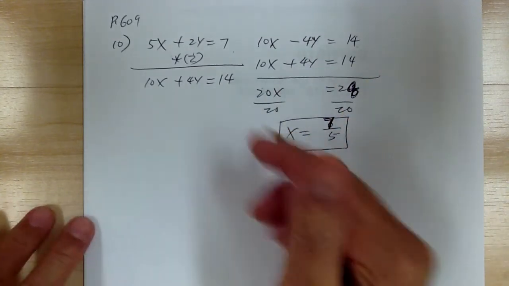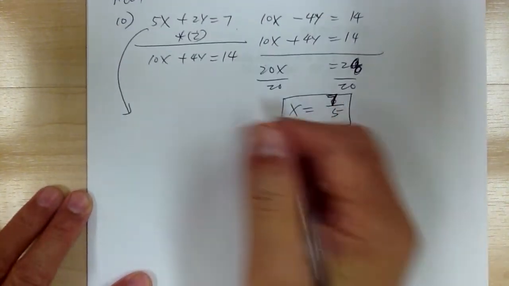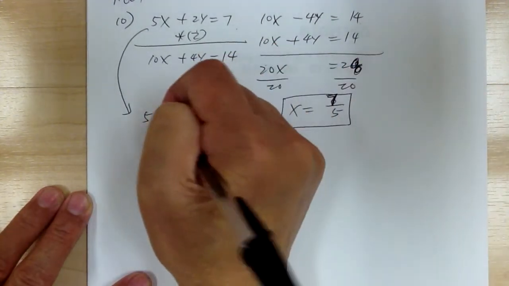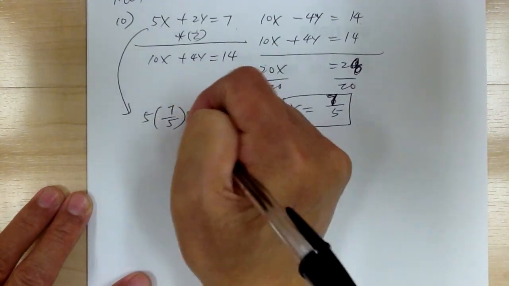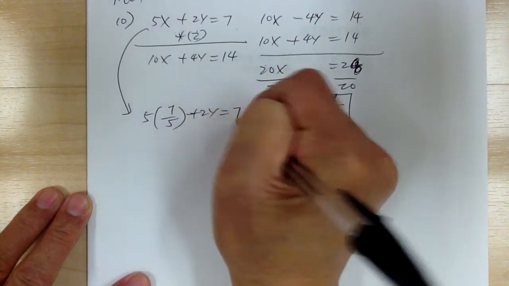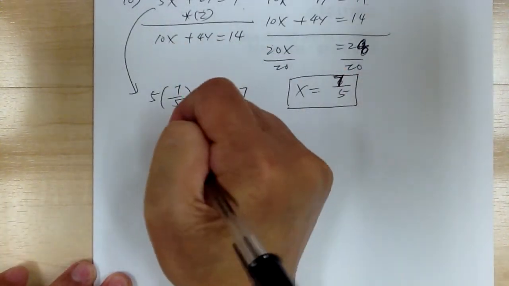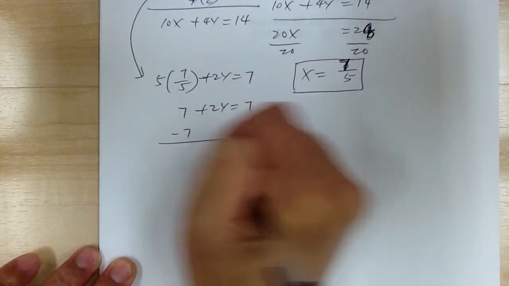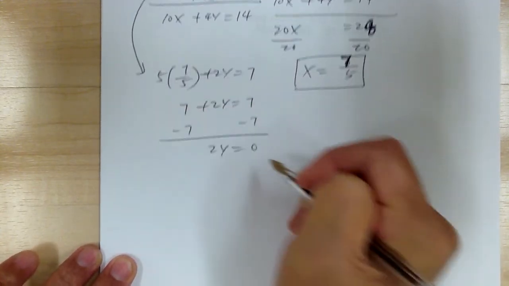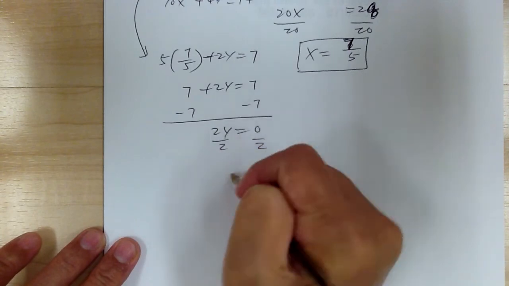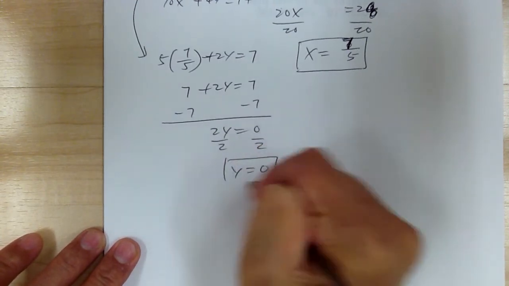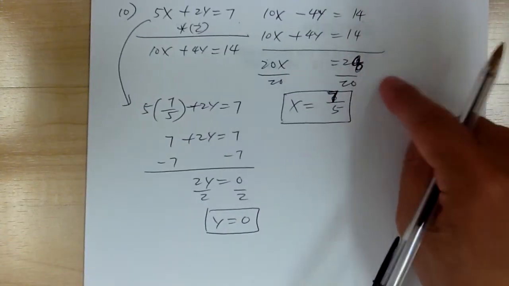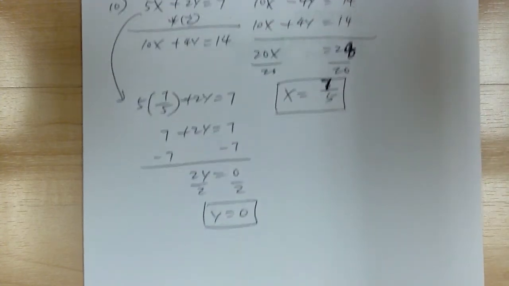Again, you can use any equation. I'm going to use this one here. So I got 5 times 7 over 5 plus 2y equal to 7. So you work it out. So you got 7 plus 2y equal to 7, minus 7. So we got 2y equal to 0. Divide by 2, divide by 2. So y equal to 0. Yeah, so very easy to make careless mistakes.